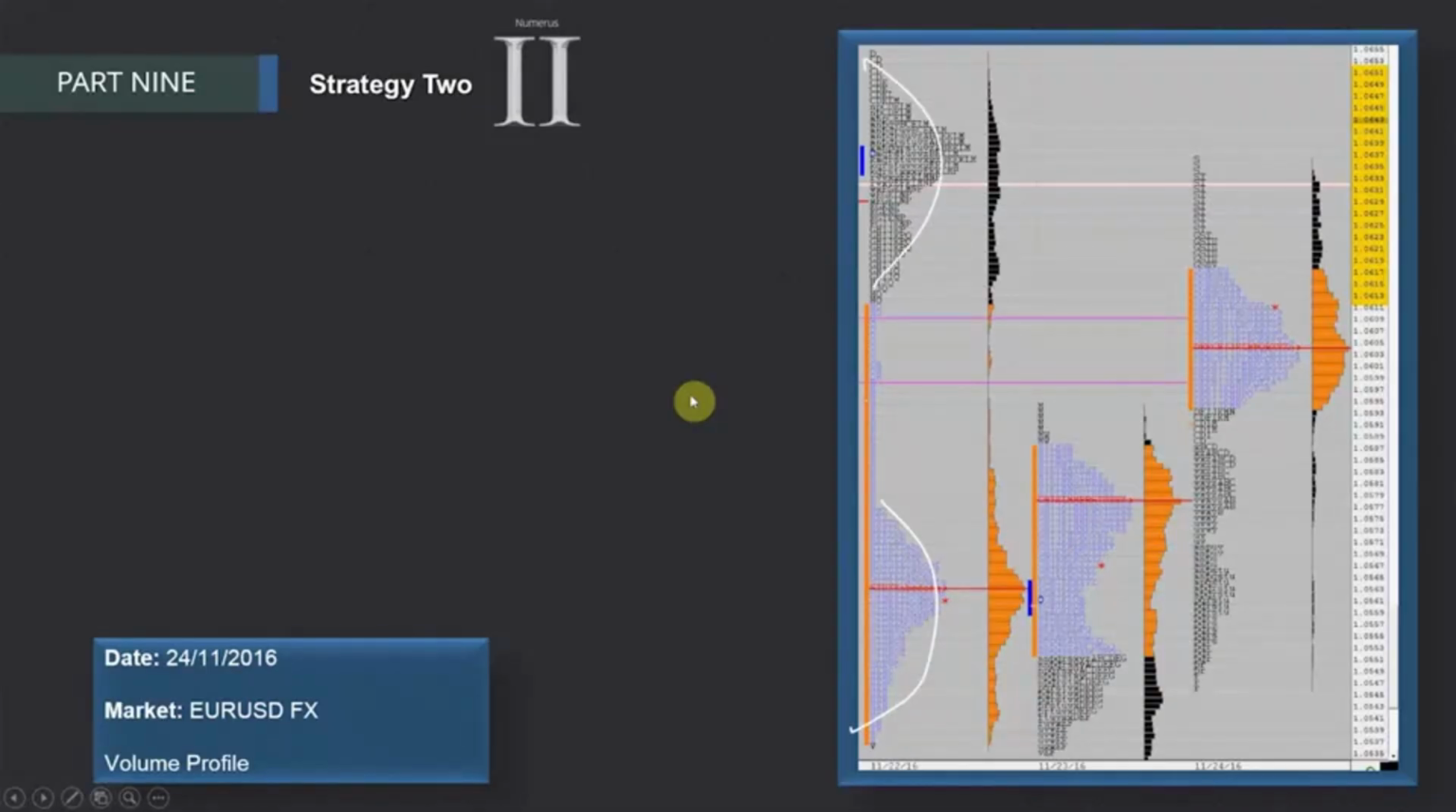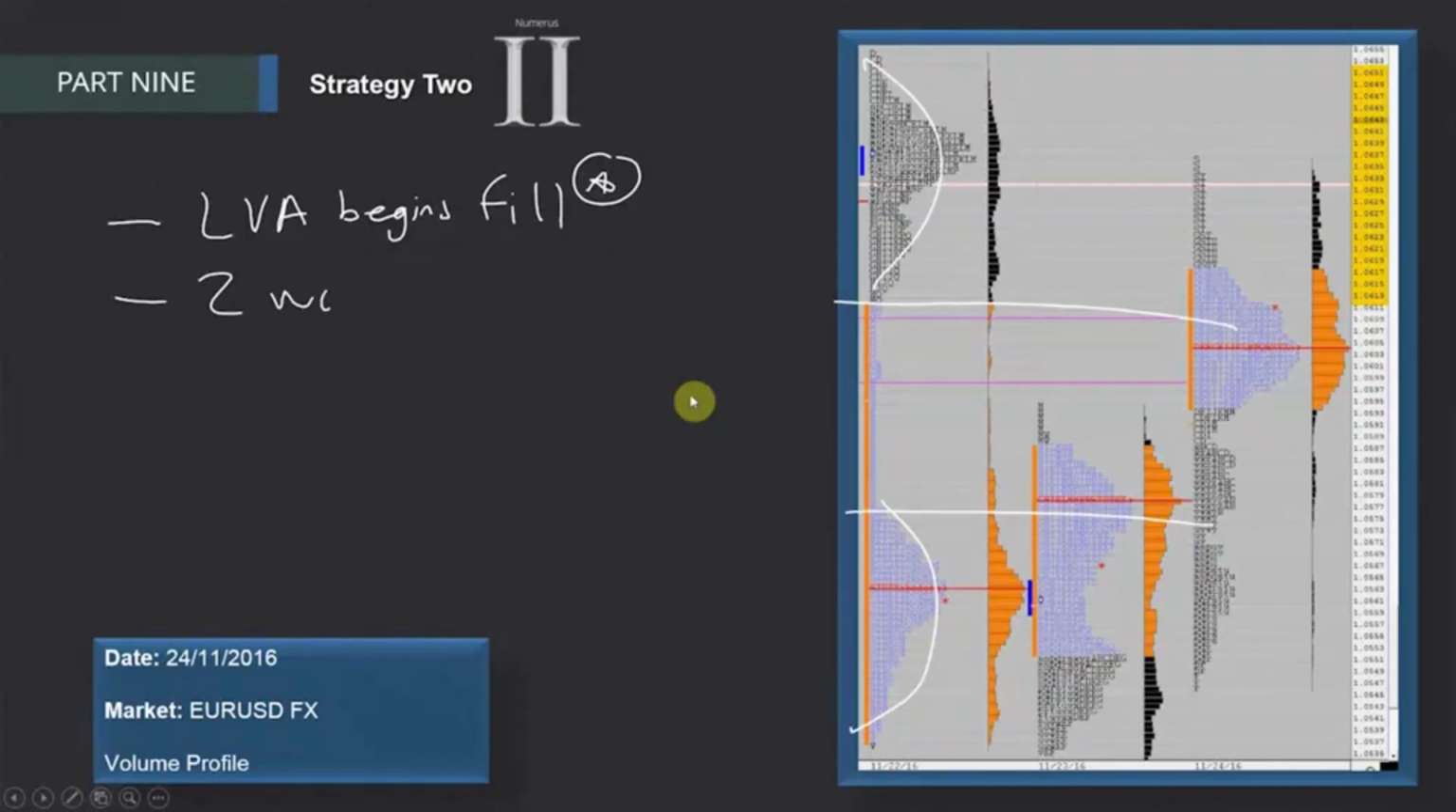Now, what we're effectively looking for is once the market has failed the low volume area, so step 1 is when the low volume area begins to fill. This is almost our sit up straight and pay attention type clue. Now, what we're looking for is once the market starts to fill out this low volume area, you can expect a lot of two-way trade.